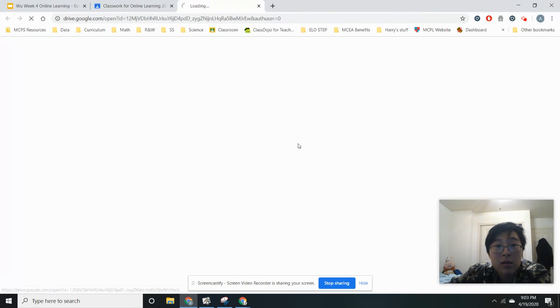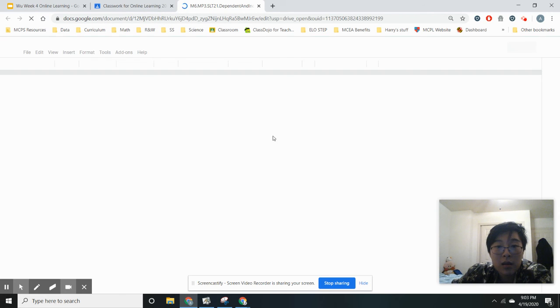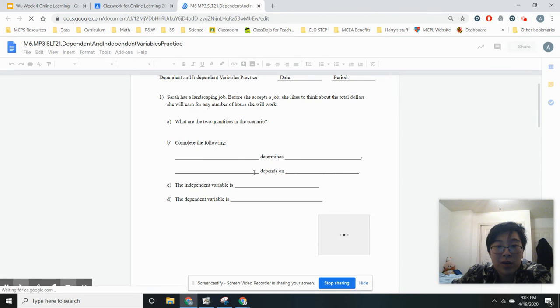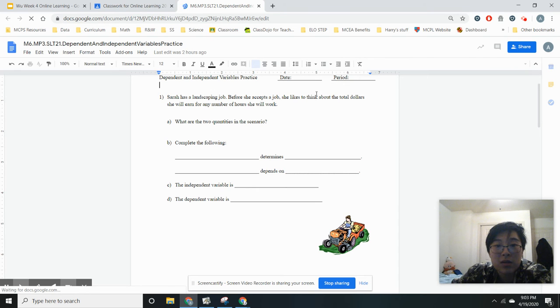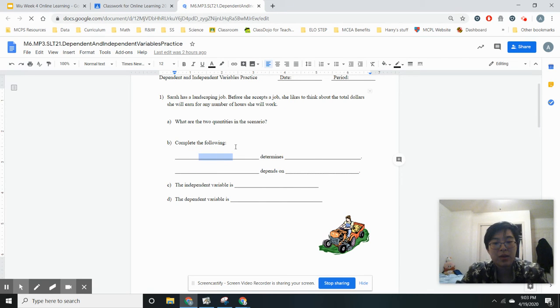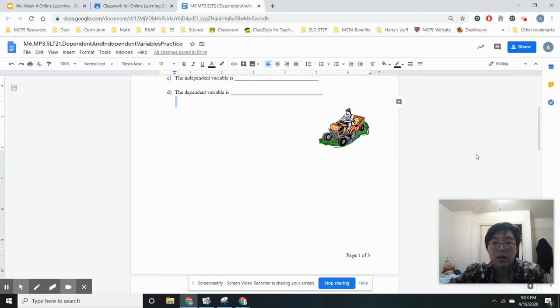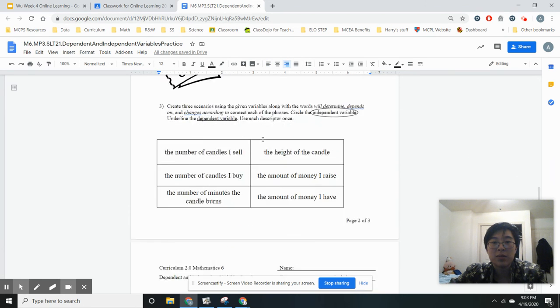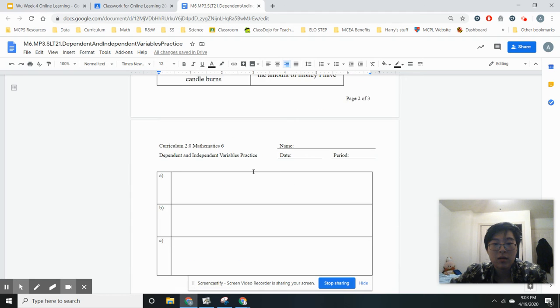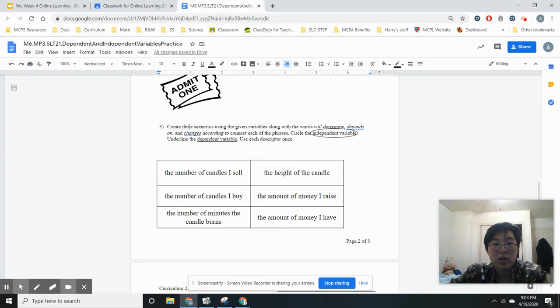The assignment is here. This one's kind of simple. All you have to do is fill this out. So read it, tell me what is going on here, what's affecting what. If you're just typing, you can just type it inside. Okay, there we go. And then that's pretty simple. That's the same thing. And then over here, you're going to make your own. So you're going to choose 3 scenarios.